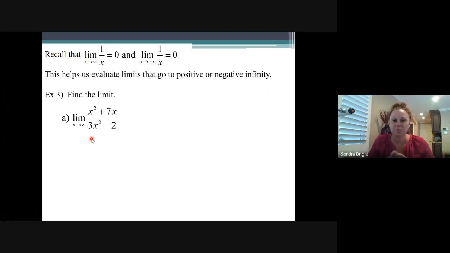We've done this before. Do you remember when I would take it and divide the top and bottom by the largest exponent in the bottom? So we've got an x squared down here in the bottom. So I'm going to divide top and bottom of this fraction by x squared. So that means it's the limit as x goes to infinity of x squared over x squared is 1. That's where the 1 is coming from. 7x divided by x squared is 7 over x. 3x squared divided by x squared leaves you with just a 3. And then 2 divided by x squared gives you a 2 over x squared.